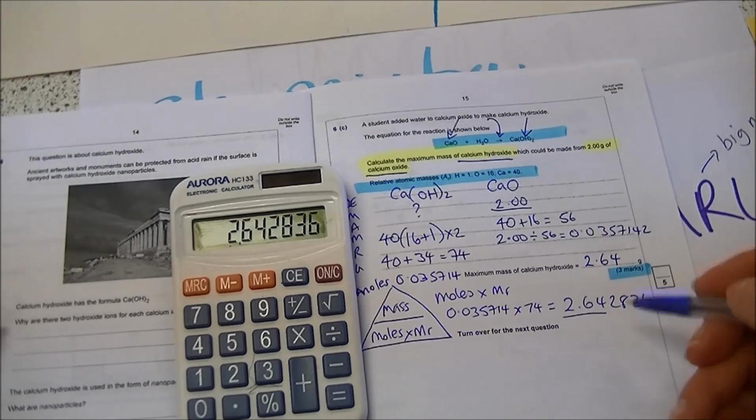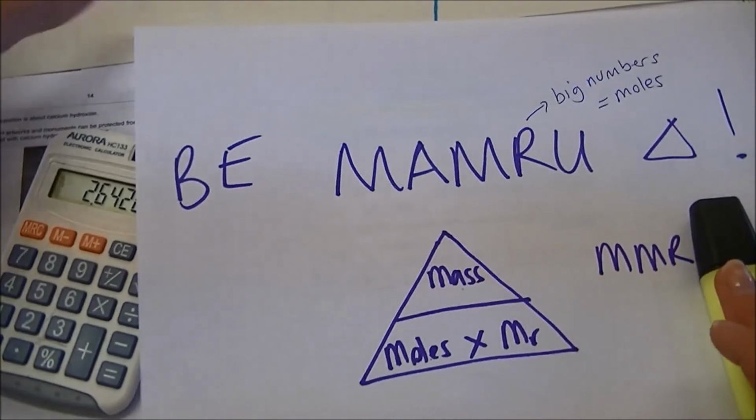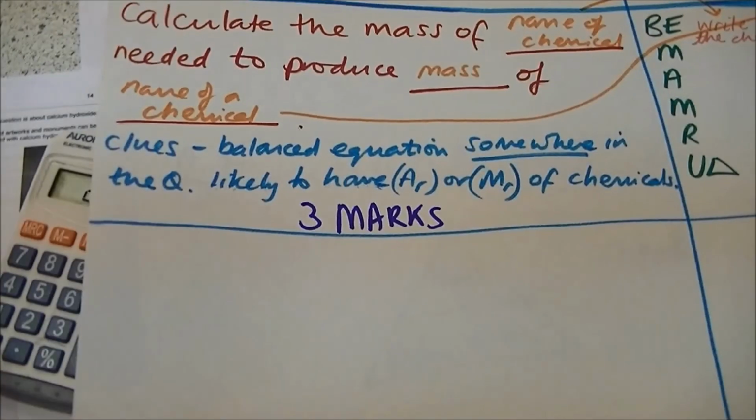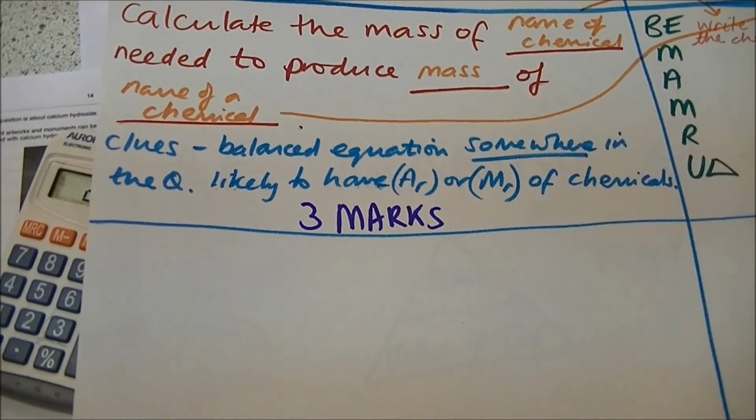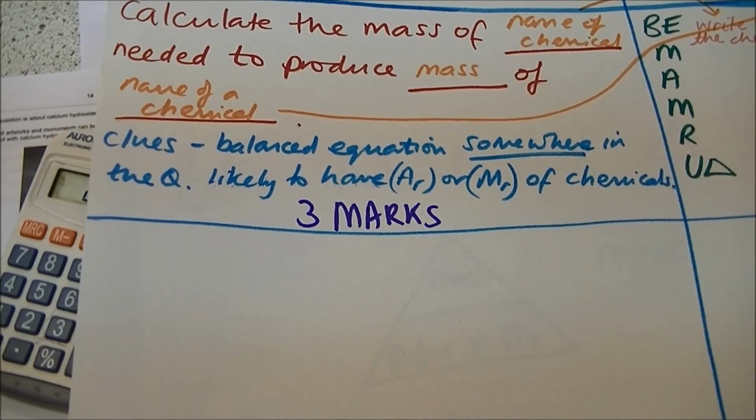Good luck, get practicing. Remember, we're talking BE MAMRU for any question that talks about calculating the mass of an element or a compound needed to be produced from the mass that they've given you of a different chemical. Remember, the clues will be in the question. It's always worth 3 marks. There'll always be a balanced equation somewhere on the page or at the start of the question, and it's probably going to give you the atomic mass or the formula mass of some of the chemicals involved.